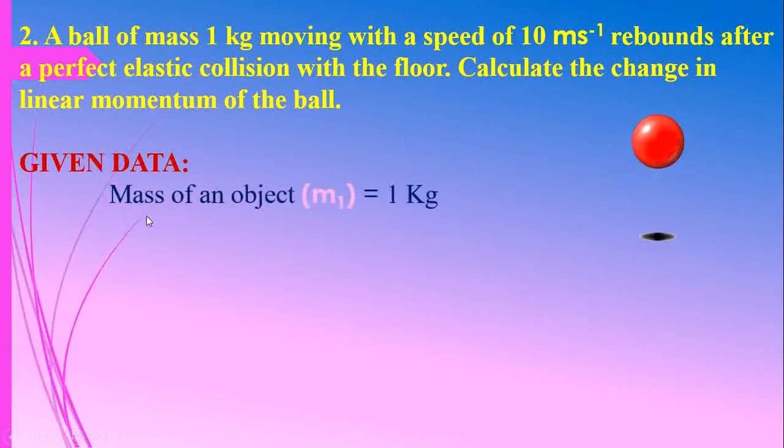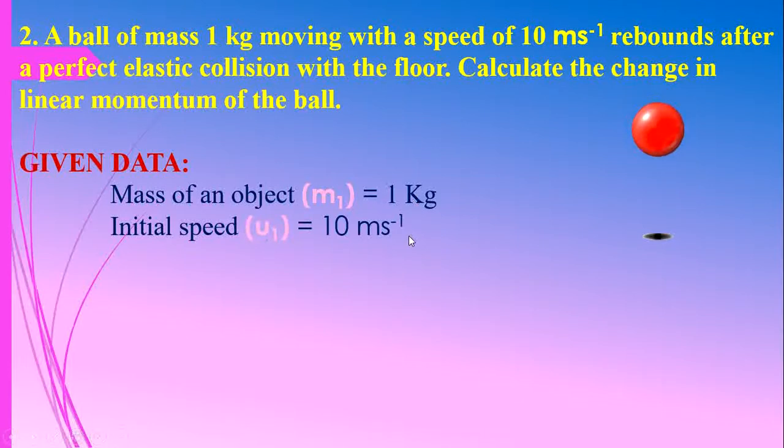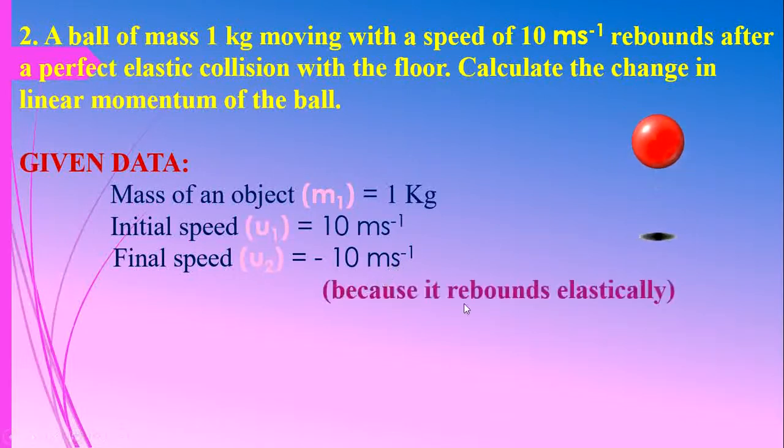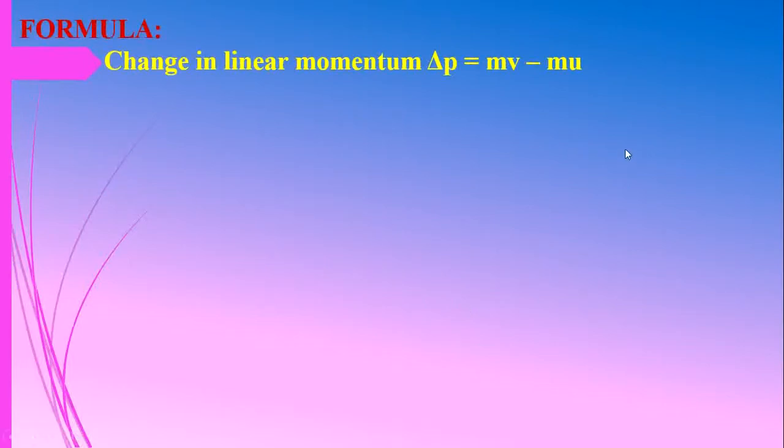So given data: the mass of the object is 1 kg, the initial speed is 10 m/s, and the final speed is minus 10 m/s. The initial speed is when the ball reaches the ground, and the final speed is when it rebounds. So we write it as minus 10 m/s. Here the minus indicates that it rebounds elastically. So we have to find the change in linear momentum. The formula to find the change in linear momentum is mv minus mu. This is delta p. So delta p is mv minus mu.